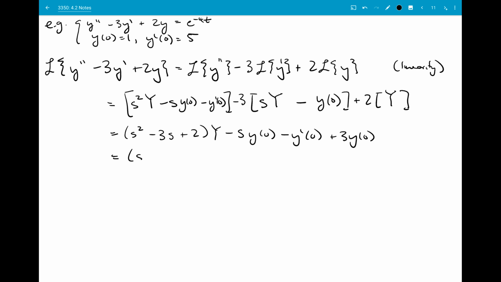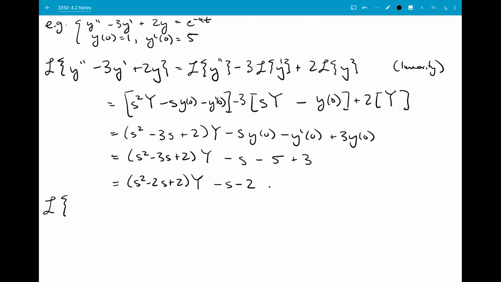And when I plug in my initial conditions, that's minus s times 1, minus 5 as y prime of 0, plus 3 times 1. So that's just going to be s squared minus 3s plus 2 times Y, minus s minus 2.